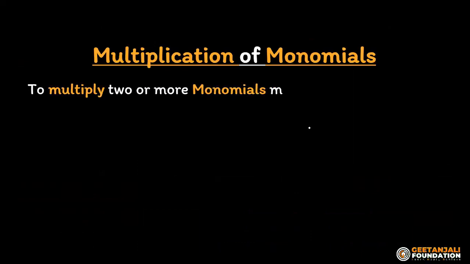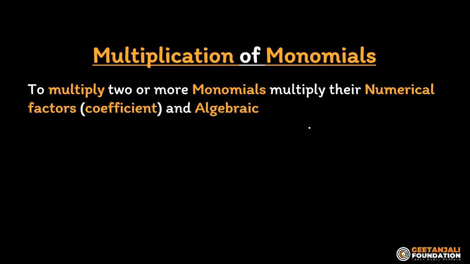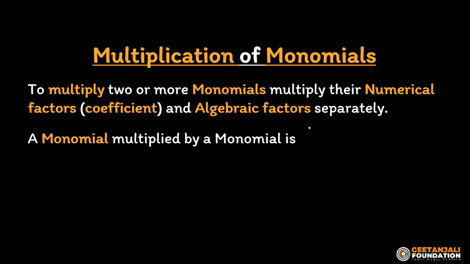Now finally, multiplication of monomials. To multiply two or more monomials, multiply their numerical factors, that is coefficients, and algebraic factors separately. A monomial multiplied by a monomial is also a monomial. So let's understand the process with the help of a few examples. We have to multiply the given monomials.